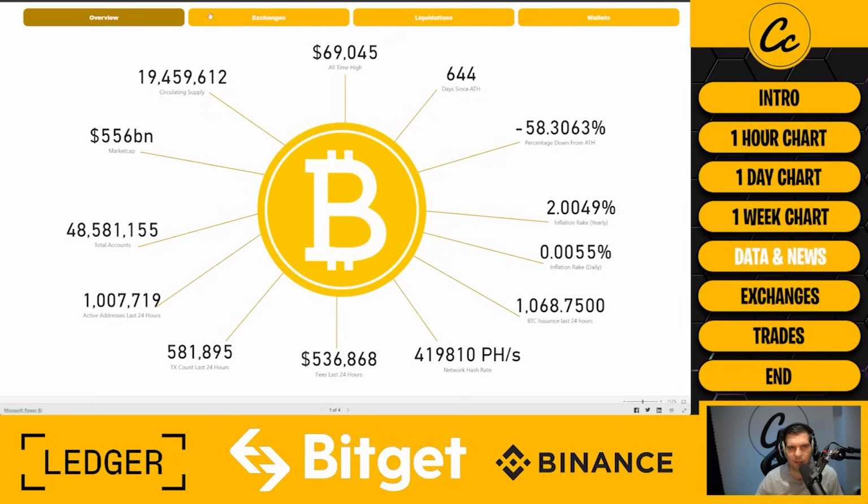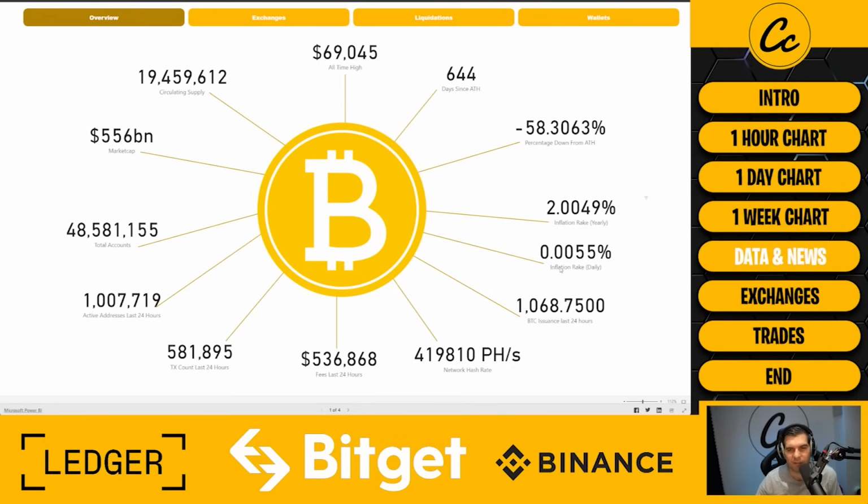So we have this overview here. We have the all-time high, $69,000. It's been 644 days since that all-time high, and we're currently 58.3% down from it. The yearly inflation rate is at 2% at the moment, and during a Bitcoin halving, that's going to be halved to 1%. We argue whether or not increasing the supply of Bitcoin by 2% really has an impact on supply and demand metrics. I'll leave that one for you, but we'll come back to that in a moment.